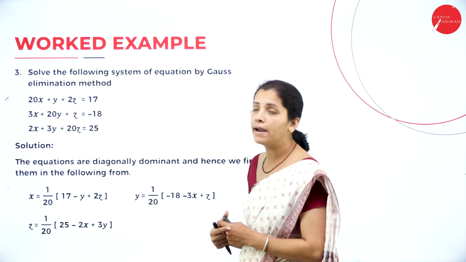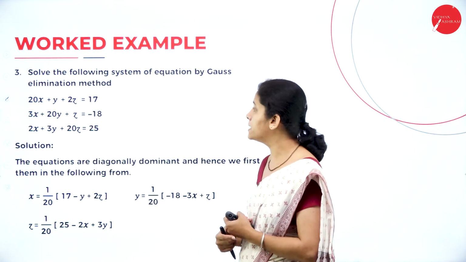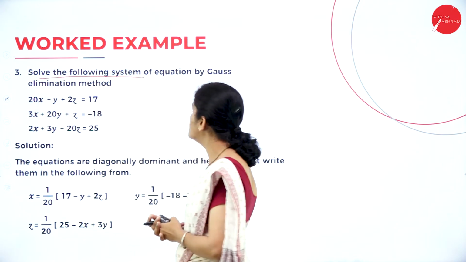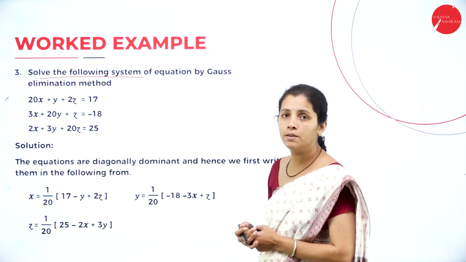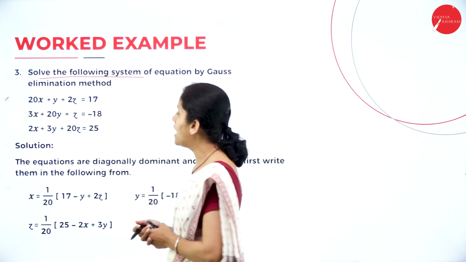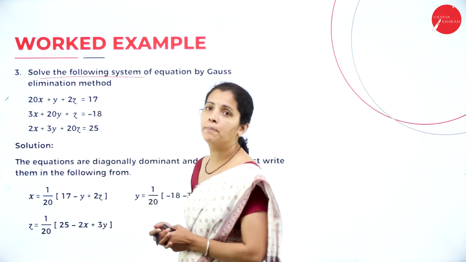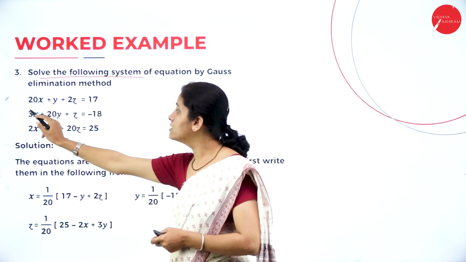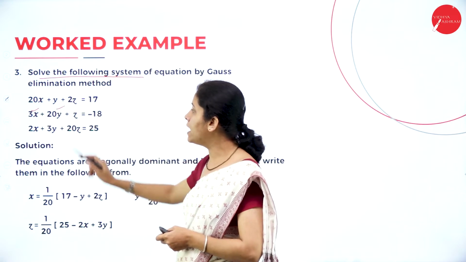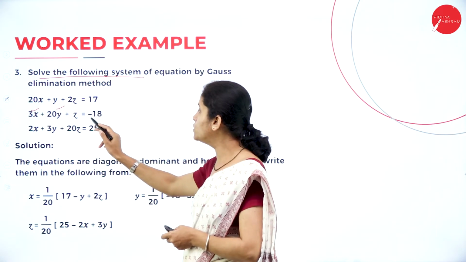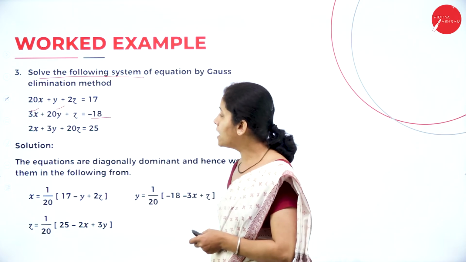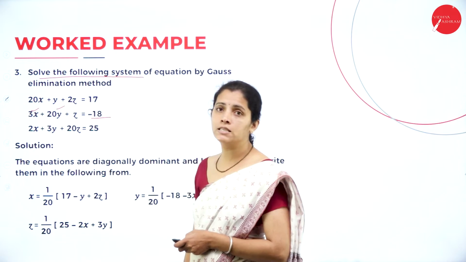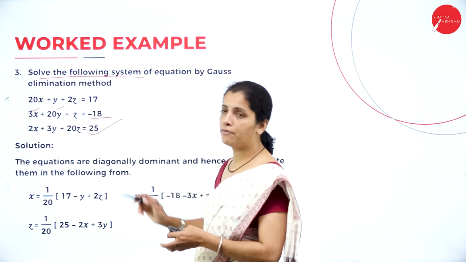Now I'm going to take another problem under this method, that is, solve the following system of equations by the Gauss elimination method. I have 20x plus y plus 2z, which is equal to 17, then 3x plus 20y plus z, which is equal to minus 18, and I have 2x plus 3y plus 20z, which is equal to 25.